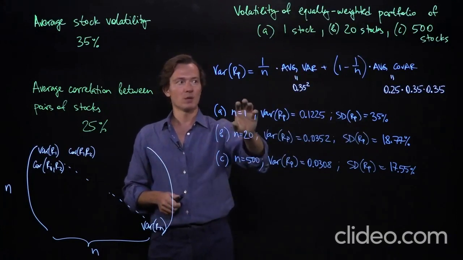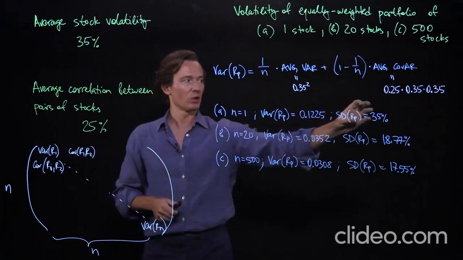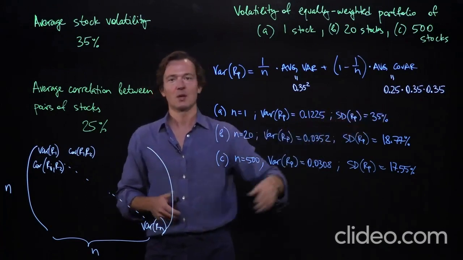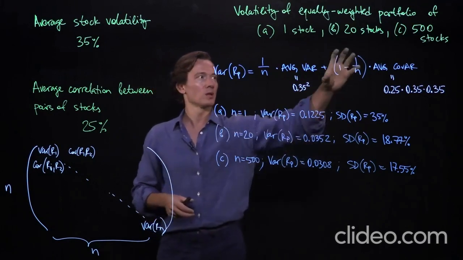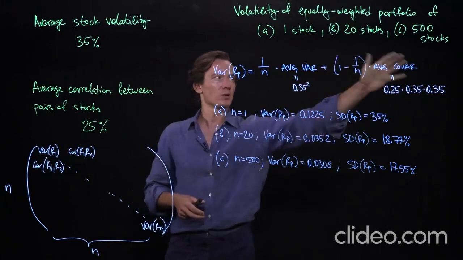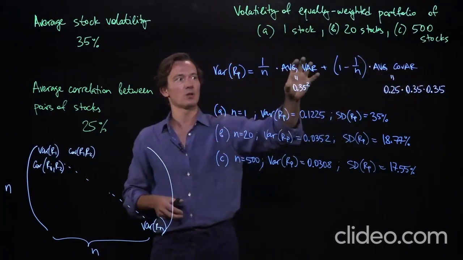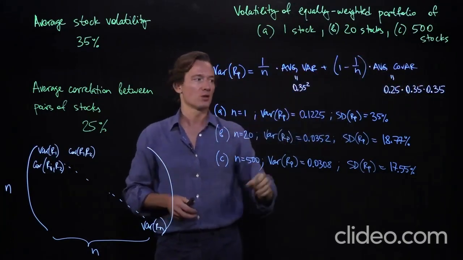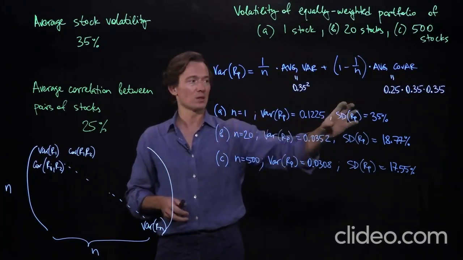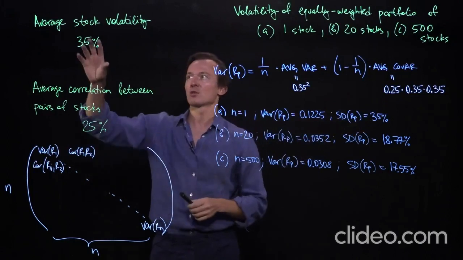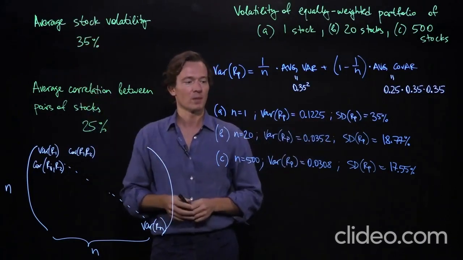When n equals 1, this is the variance, and the standard deviation of this portfolio would be 35%. And it does make sense. If you look back at this equation, if n equals 1, this term equals 0, so it is not relevant, and this equals 1, so this is just the average variance. Therefore, if we have a portfolio of just one stock, its standard deviation is going to be equal to the average standard deviation of a stock here, 35%.